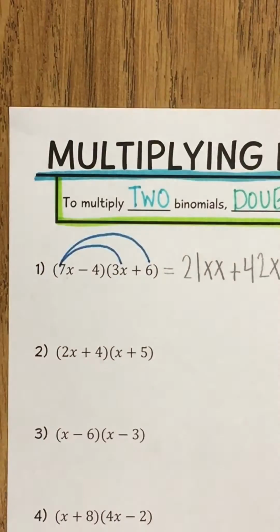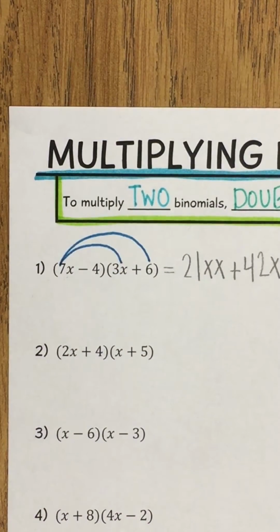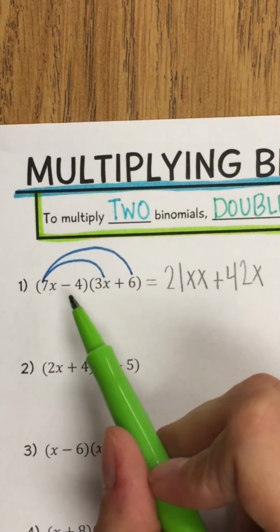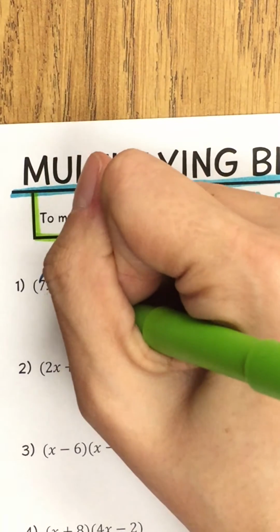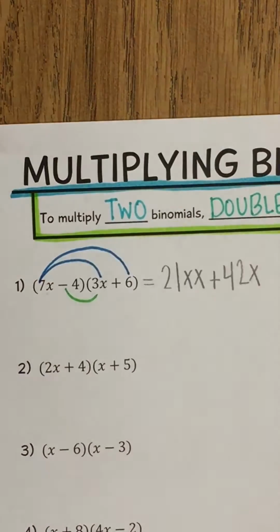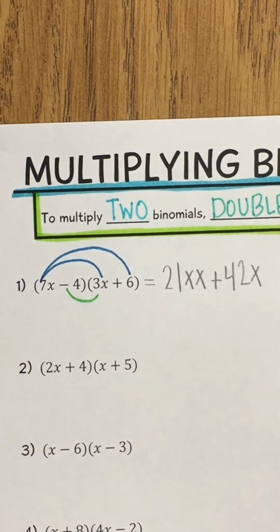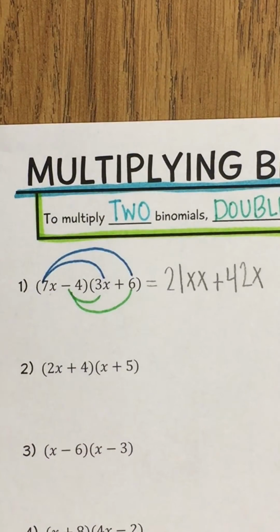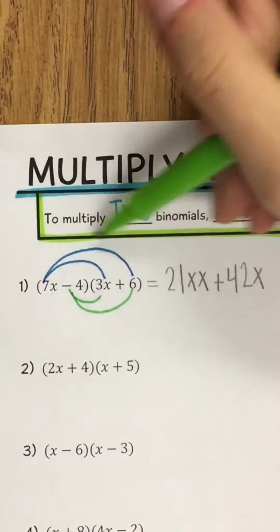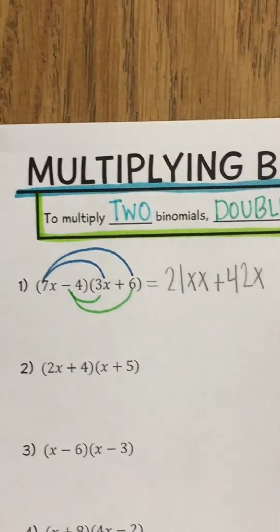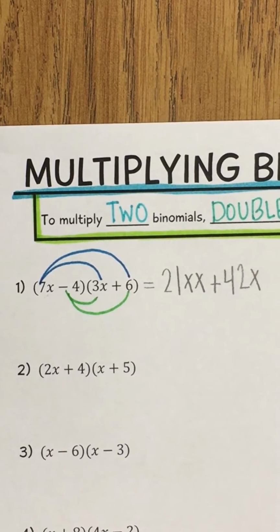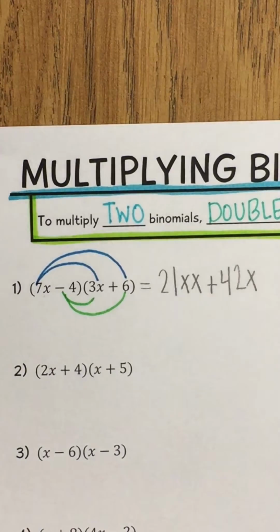Then underneath, I'm going to do this -4. Now make sure that you include the negative with the 4. So underneath, I'm going to do -4 times 3x and -4 times 6. So I do 2 over the top and 2 under the bottom so that I can make sure that my work looks clean and that I'm keeping track of all of the terms.